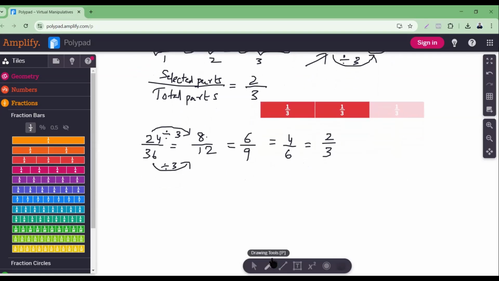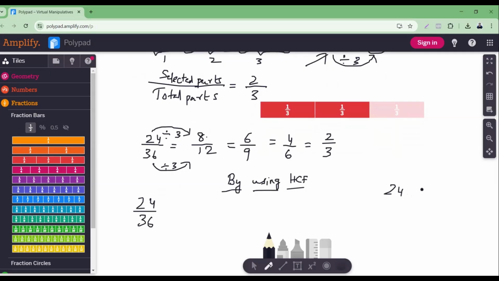It is by using the HCF concept. If you do not know what HCF is, go back to my videos where I have talked about factors and multiples. There you will find out what HCF is. Now, what am I talking about here? When I have 24 over 36, instead of doing it in multiple steps like this, I can just take the HCF of 24 and 36.